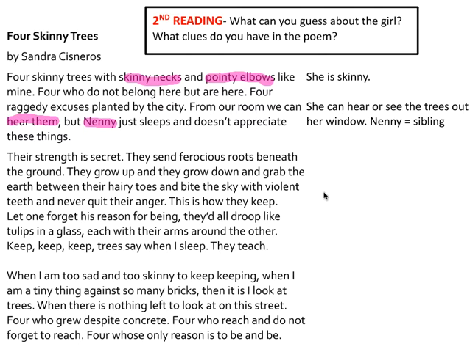So in this second stanza, I don't learn much about the little girl until this last line. Keep, keep, keep, trees say, when I sleep, they teach. So one of the things I notice about the little girl is that she hears the trees say, keep, keep, keep, and they teach her a lesson.